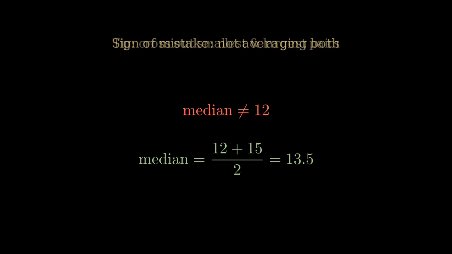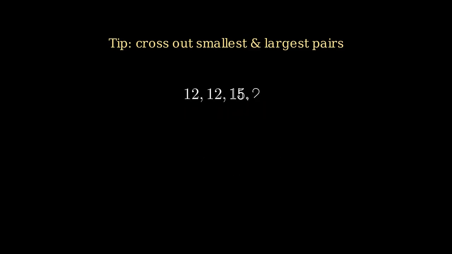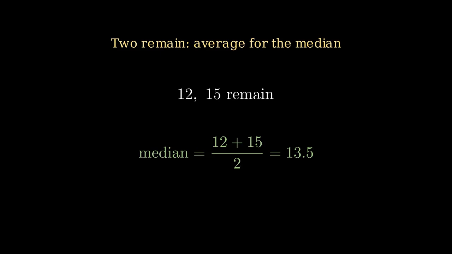Here's a helpful teaching tip to avoid that trip-up. Once your data is ordered, physically cross out the smallest remaining value and the largest remaining value, one pair at a time, working inward from both ends. Keep crossing out pairs until you are left with either one value, which is your median directly, or 2 values, which you then average to get your median.